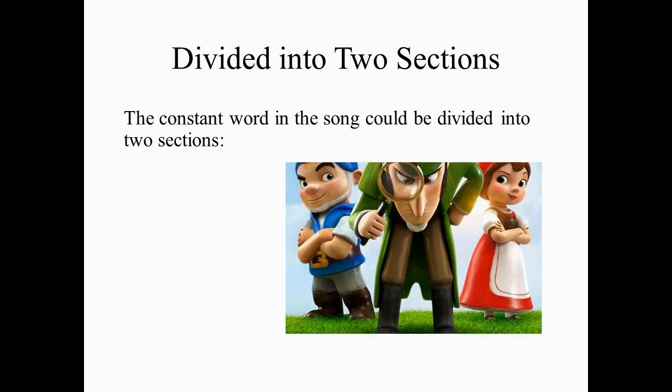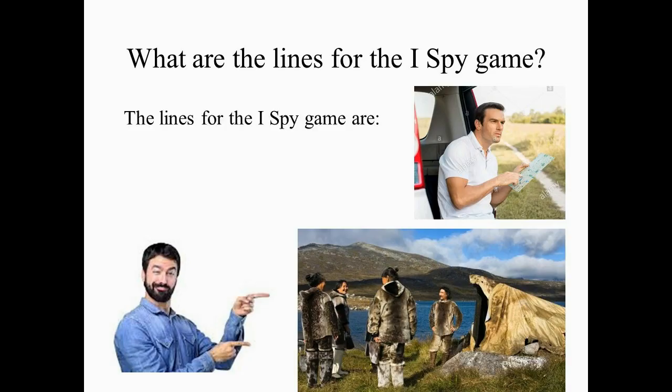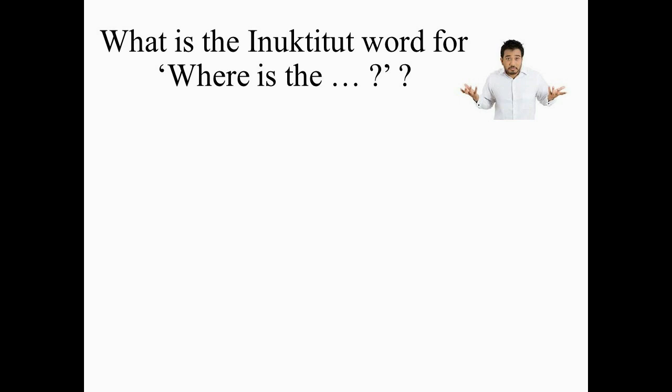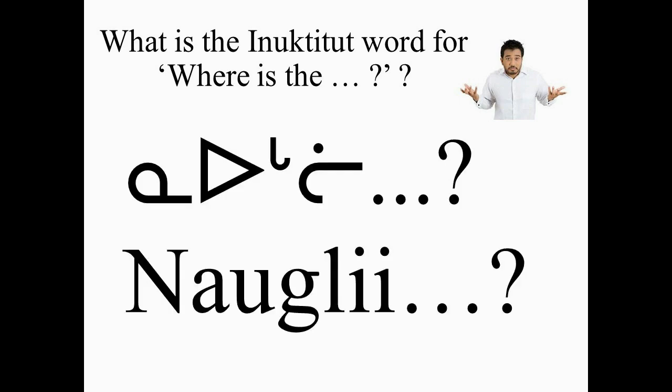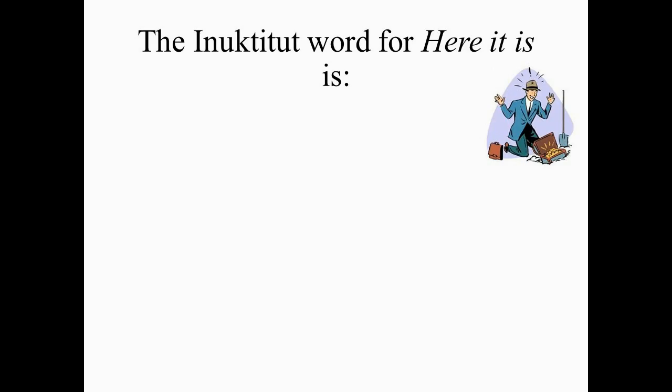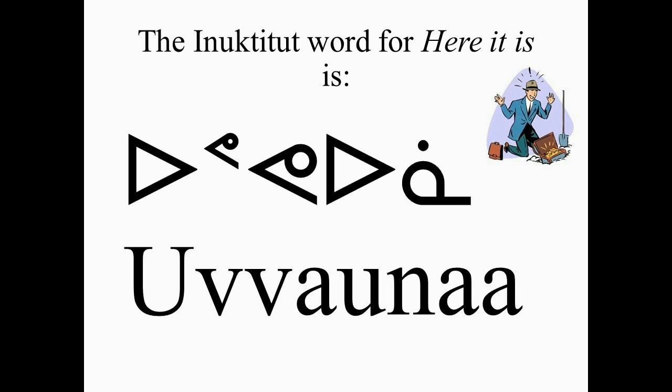The constant words in the song could be divided into two sections, the I Spy game and the conversation starter. The lines for the I Spy game are, where is the item? Where is the item? Here it is. Here it is. What is the Inuktitut word for where is? Yes, naugli. How about for here it is? Correct. Uvauna.